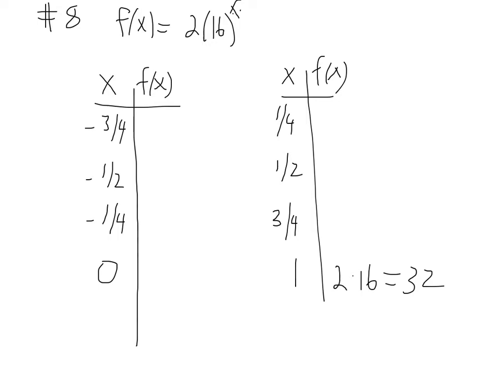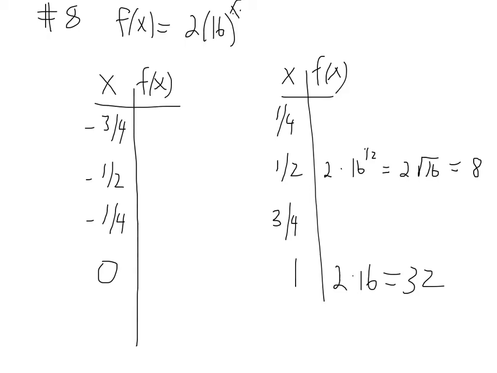Alright, I'm going to jump up to plugging in 1/2. So I would have 2 times 16 to the 1/2. What you need to remember is what fractional powers do. Fractional powers make roots. So this is 2 times the square root of 16. The square root of 16 is 4. 4 times 2 is 8.